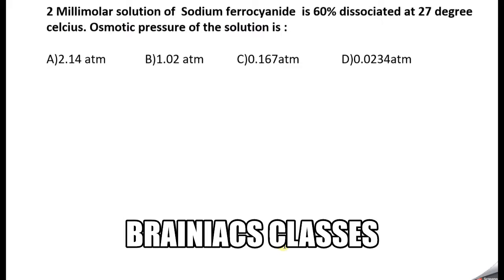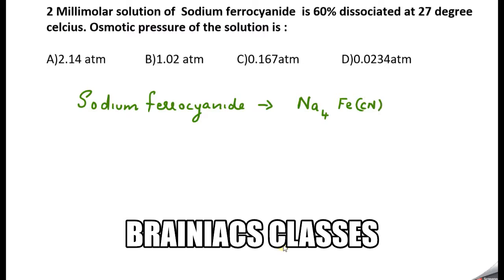So let's first say what is sodium ferrocyanide. Let me write sodium ferrocyanide. This compound is Na4[Fe(CN)6]. I can put this in a bigger bracket. It's a complex compound, so this is basically the compound.